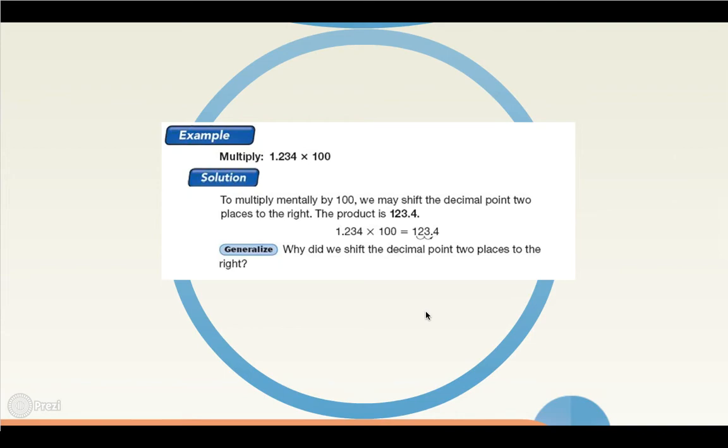So we're going to multiply this number, 1.234 or 1 and 234 thousandths, by 100. To multiply mentally by 100, we shift the decimal point 2 places to the right. Because see this 100, there's 2 zeros. That tells me I need to shift my decimal point 2 times. So it's going to move over 1, 2. So my new number is 123 and 4/10. We just move it over to the right.